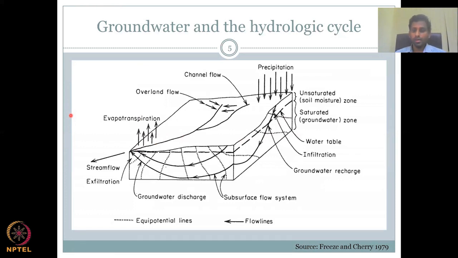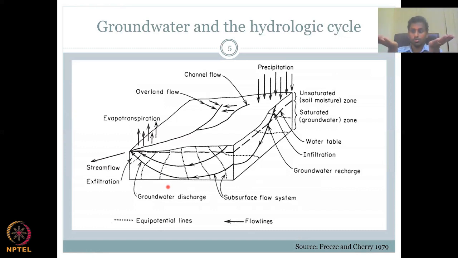So the flow lines are given by these, and equipotential lines are equal head, equal potential. Which means water won't flow from one point to another along those lines, because the potential is equal. Only when there is a potential difference, a potential gradient, could you see water moving.